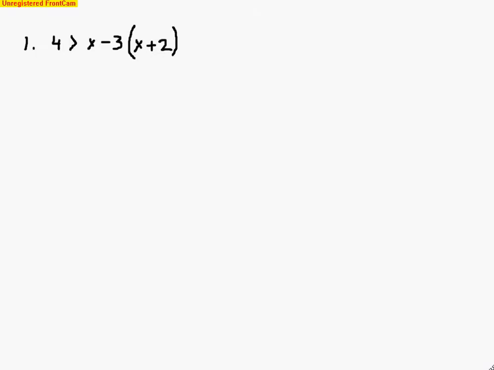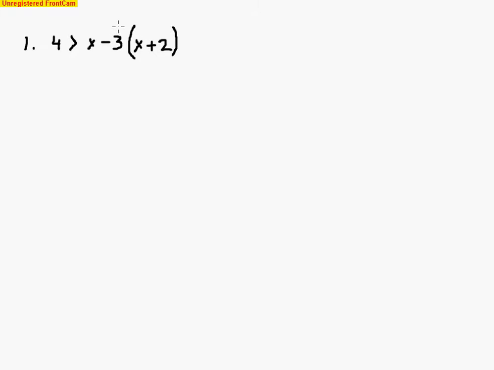So today we are going to solve some inequalities, but this time they'll be multi-step inequalities. So if we look at the first problem here, we've got to simplify the right-hand side of this inequality. So far we've got this 4 is greater than x, and then we're going to minus the product of 3 times a sum of x and 2. So we need to eliminate this set of parentheses first.